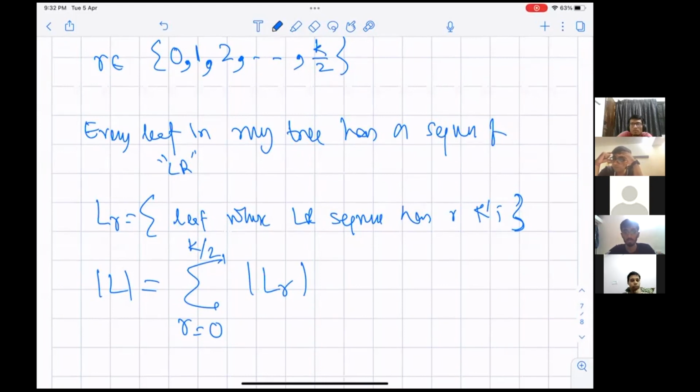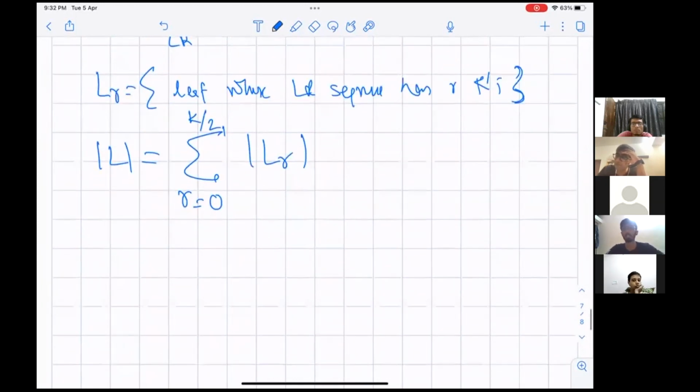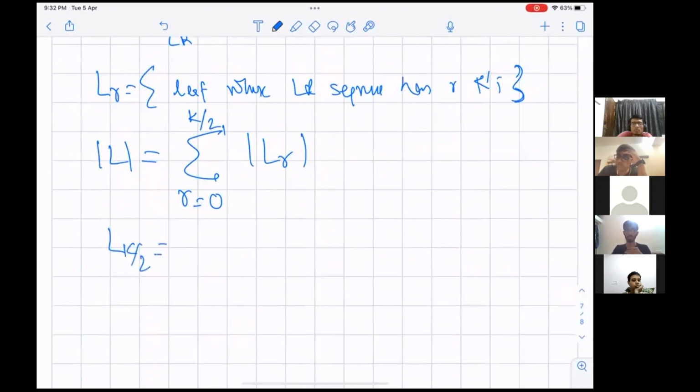Yeah, so we also have LL type sequences or RR type sequences. Yes, there is, no? Look at L_K by 2. What is this sequence? You are going to apply right how many times? K by 2. So what is that sequence going to be? The R only, no? It could, right.